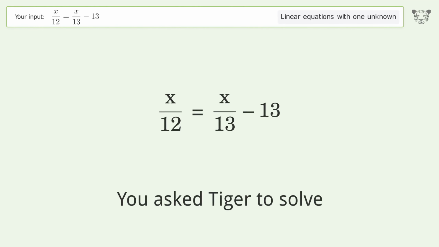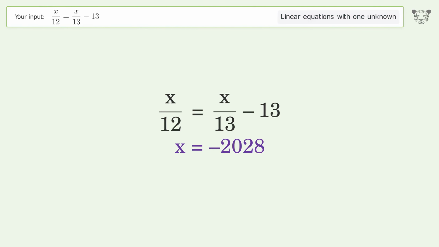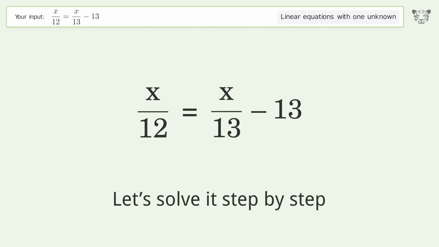You ask Tiger to solve this. This deals with linear equations with one unknown. The final result is x equals negative 2028. Let's solve it step by step.